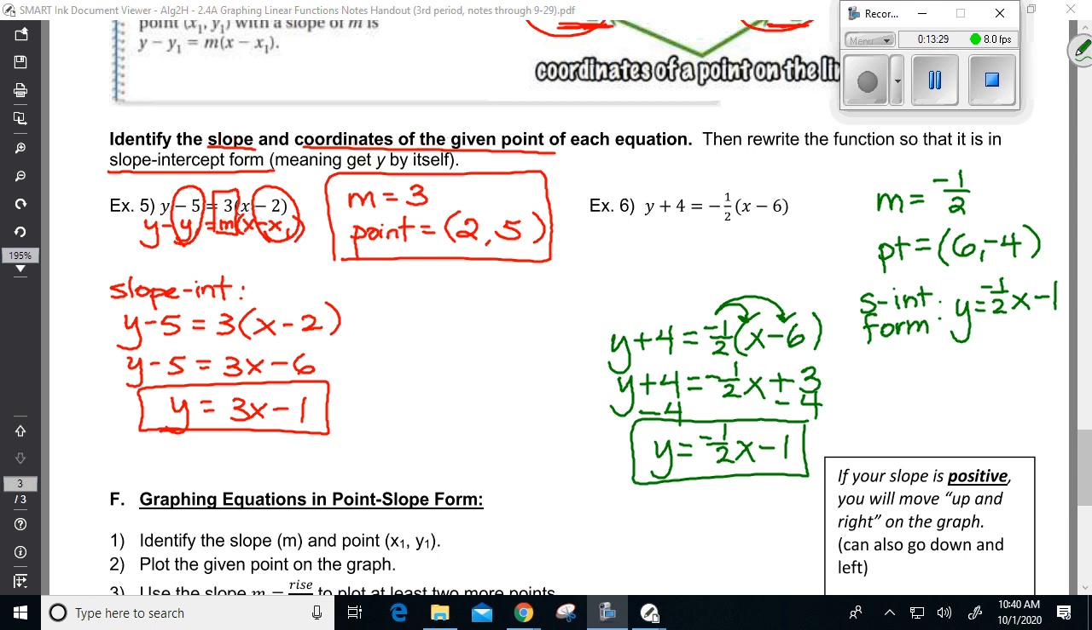So okay, remember the slope, take it as is, and 2 numbers, you take the opposites of those. That's how we get the point. Any questions before we graph?